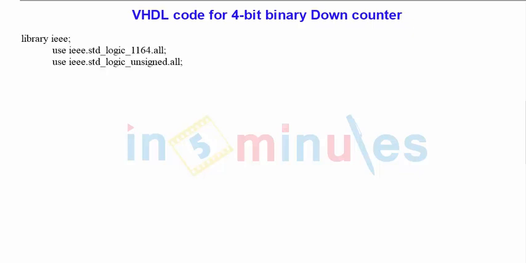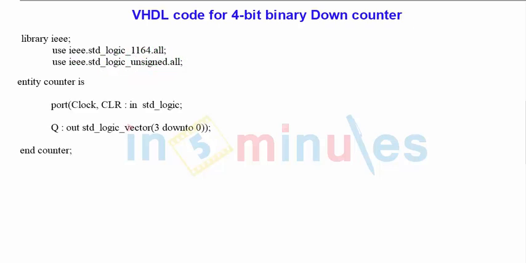So starting with the library declaration, we have to use library IEEE, in which we are going to use the family library, use IEEE standard logic family 1164 and standard logic unsigned.all. After that, for the 4-bit down counter, let us see, if I am choosing that this should be my down counter, if this box is working as a down counter, what will be the input and output interface for this one?